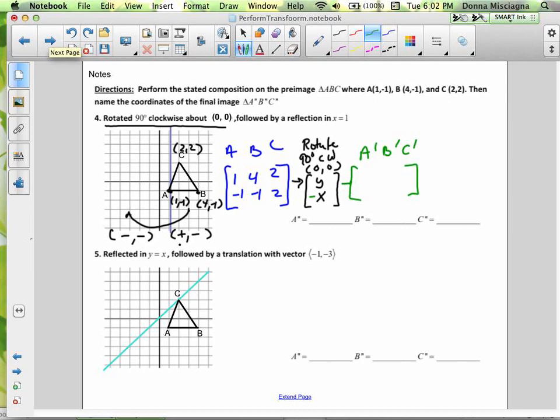So all the y's there are going to be the x's and vice versa. And then we're going to change the sign on the second one. Right? So the -1, -1, 2 are going to be the x coordinates. And not 1, 4, 2, but -1, -4, -2. So see how easy it is to keep track of everything with a matrix.